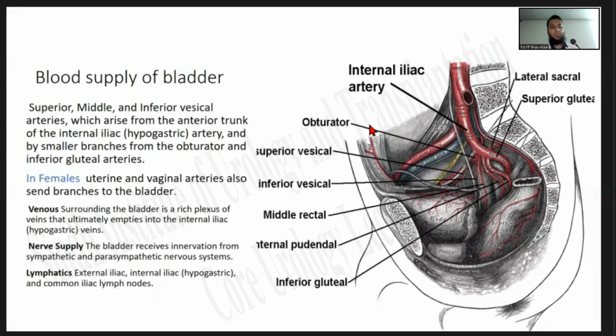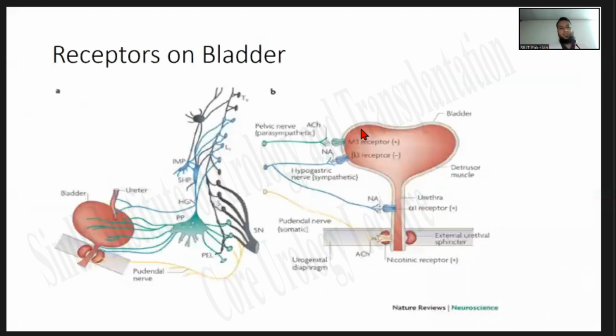For the nerve supply of the bladder, the sympathetic, parasympathetic, and somatic nervous systems are involved. The lymphatics drain into the external iliac, internal iliac, and common iliac lymph nodes. The receptors of the bladder are muscarinic, beta-adrenergic, alpha, and nicotinic receptors. The sympathetic system is involved in storage and retention of urine, and the parasympathetic system is involved in voiding.